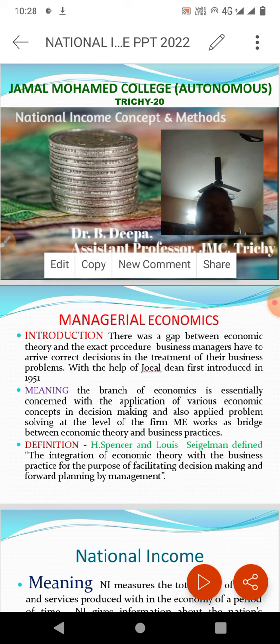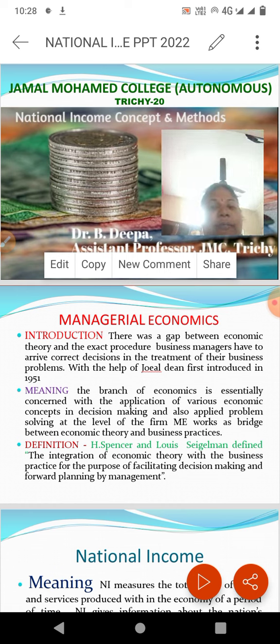After the Second World War, in the year 1951, the business sector was struggling. Business managers faced many problems due to changing business and the consequent variability and unpredictability of their achievement. At that time there was a gap between economic theory and exact procedure. Managerial economics helps to solve managerial problems in an efficient manner.